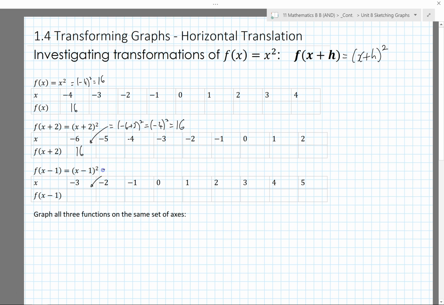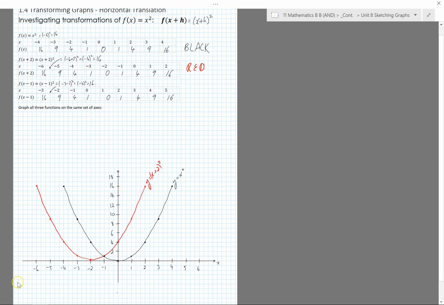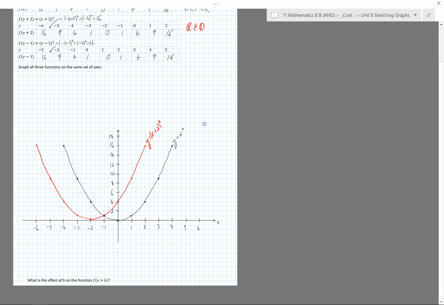And this last one, minus 3 minus 1 squared, so minus 4 squared again, gives me 16. So here at minus 3, I'm getting what I would have got at minus 4. So we'll plot the rest of the points and graph them and see what this horizontal translation or shifting is all about. So I completed these and I've sketched the red one.